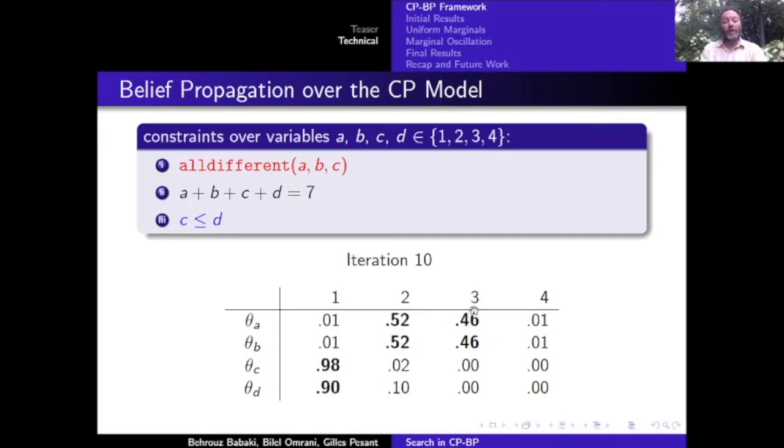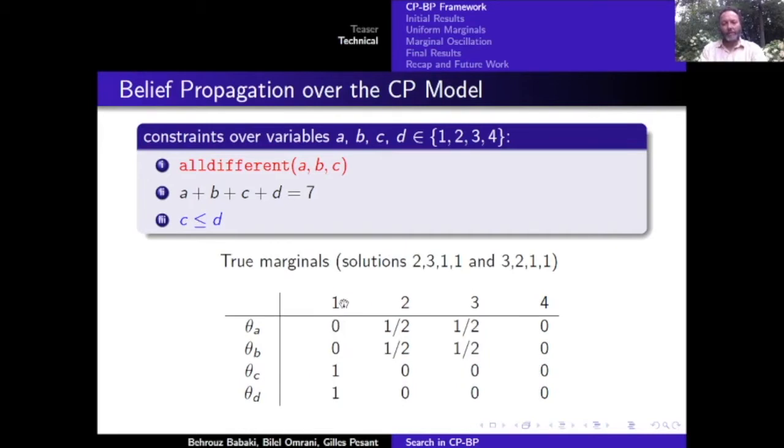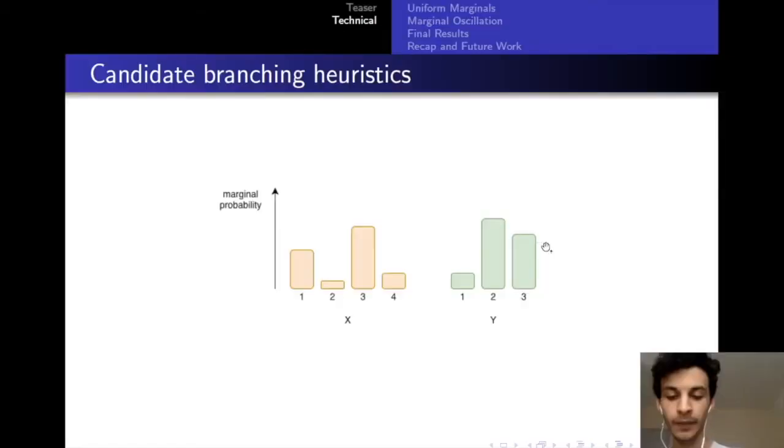That's actually quite close to the true marginals that we can obtain by just looking at the solutions to the whole problem. There are actually two solutions, 2311 and 3211. So now that we know how to estimate these marginal probabilities, let's discuss how we can utilize this new information to guide search more efficiently.